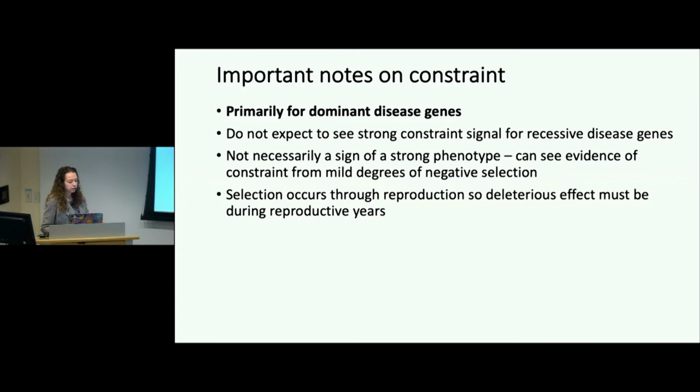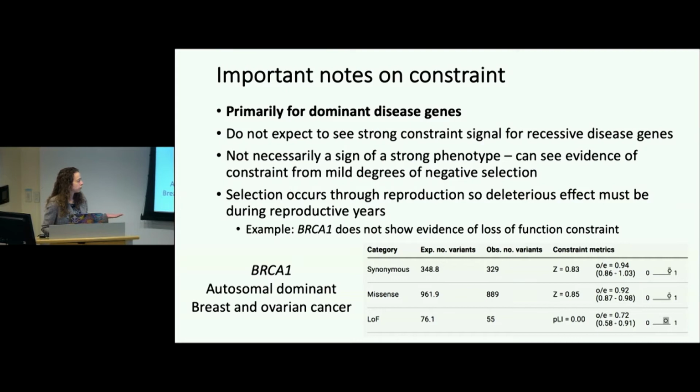And then this selection occurs through reproduction, so the deleterious effect must be during reproductive years, and BRCA1 is the example I always show for this. So we know this is a well-established autosomal dominant breast and ovarian cancer gene, where protein truncating variants or other deleterious damaging variants cause breast and ovarian cancer, and yet we don't see constraint of this, and that's because often the phenotype occurs after reproductive years.